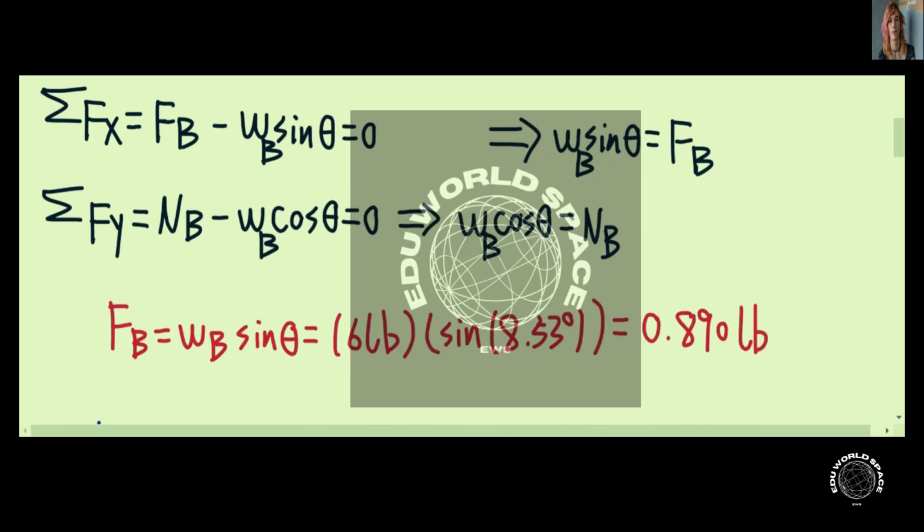And then we know the friction on block B can be equal to Wb sin theta, which is equal to 6 pounds times sine 8.53 degrees. And this is equal to 0.89 pounds.